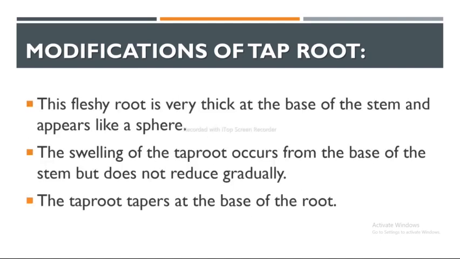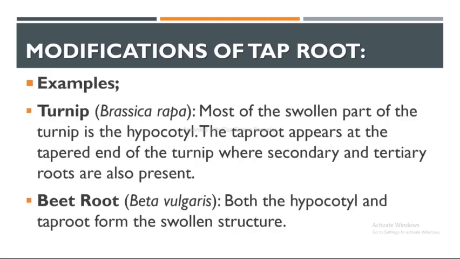This fleshy root is very thick at the base of the stem and appears like a sphere. The swelling of the taproot occurs from the base of the stem but doesn't reduce gradually. The taproot tapers at the base of the root. So the examples are the turnip, Brassica rapa. Most of the swollen part of the turnip is hypocotyl. The taproot appears at the tapered end of the turnip, while the secondary and tertiary roots are also present.